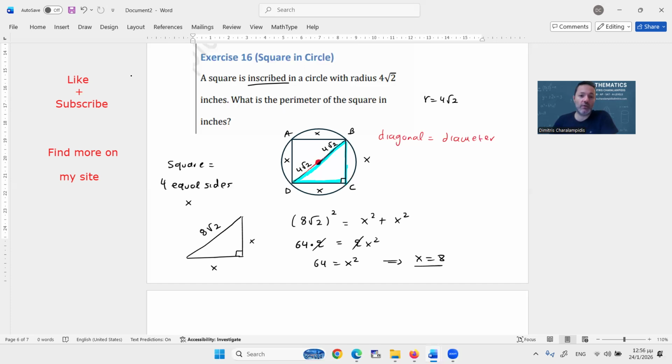Is this what we were looking for? No. We were looking for the perimeter. And by perimeter, we mean the sum of all of the sides of the square, but all of them are the same. So 4 times 8 is equal to 32. Therefore, 32 would be the right answer here.